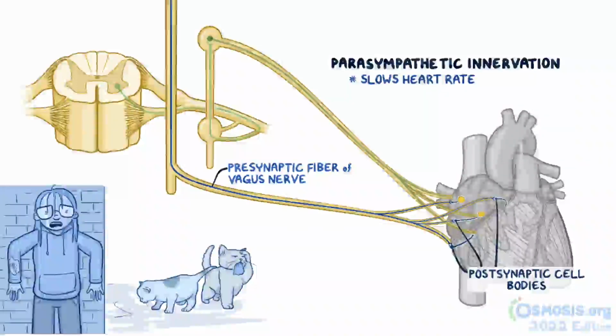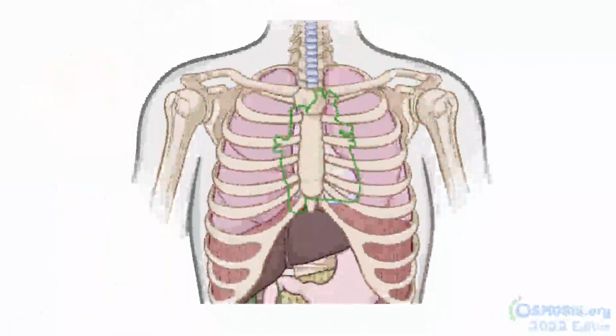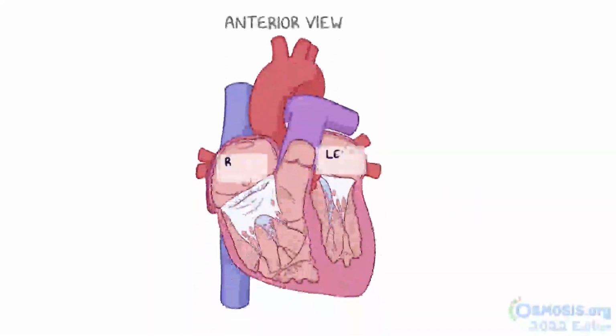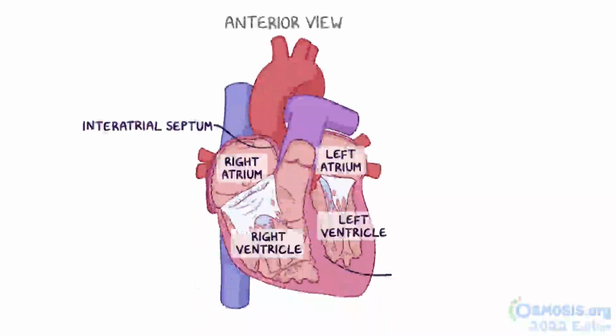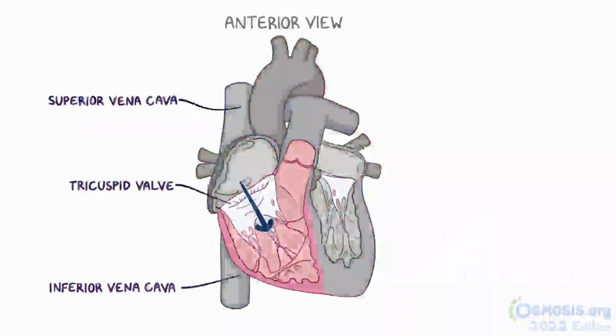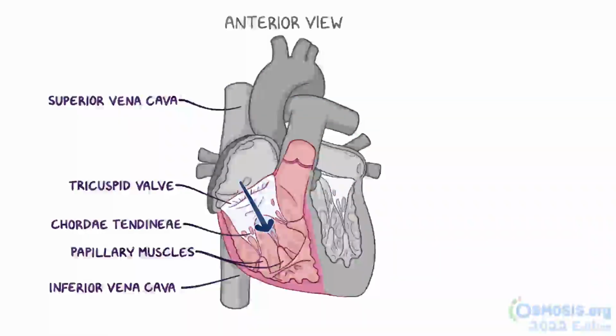Alright, as a quick recap. The heart is a muscular organ located in the mediastinum or thorax between two lungs. The heart has 4 chambers, 2 atria separated by the interatrial septum, and 2 ventricles separated by the interventricular septum. The right atrium receives deoxygenated blood from the superior and inferior vena cava, and it sends it to the right ventricle through the tricuspid valve, which has 3 cusps that attach to the papillary muscles via chordae tendineae.